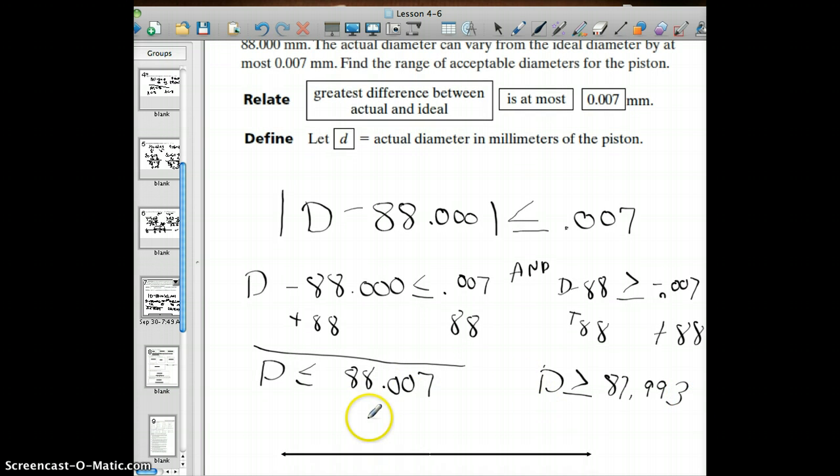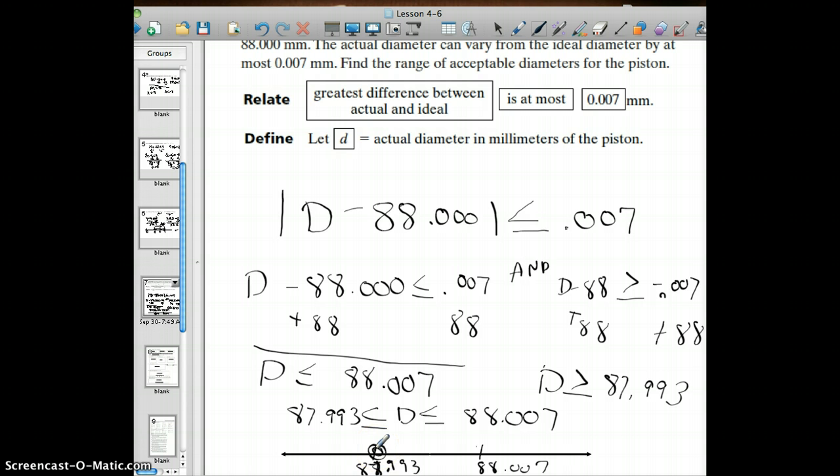Okay, we can write a compound inequality here to show that the diameter is going to be less than or equal to 88.007, and it's going to be greater than or equal to 87.993. So if we graph that inequality, okay, this is 87 here, and that's 88 here.